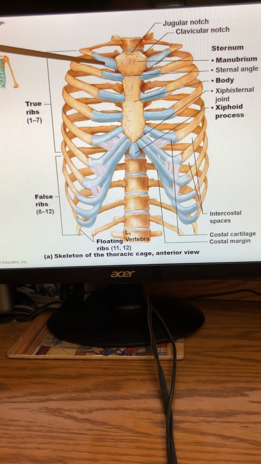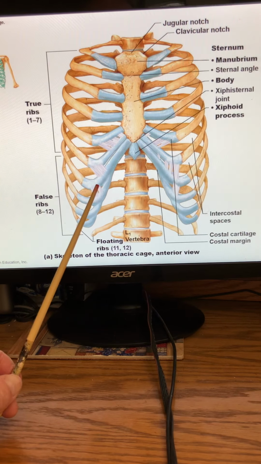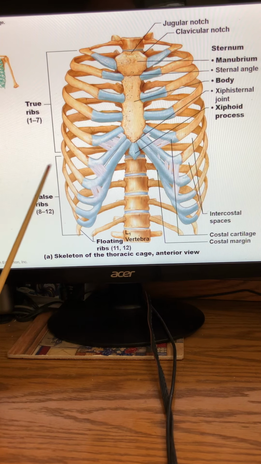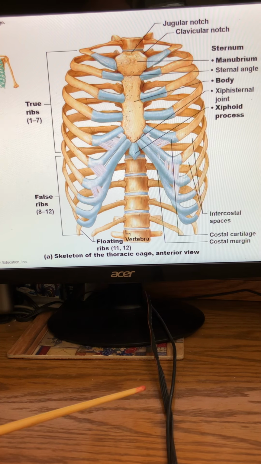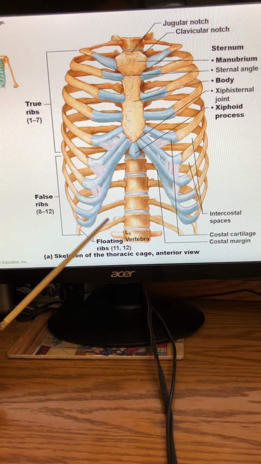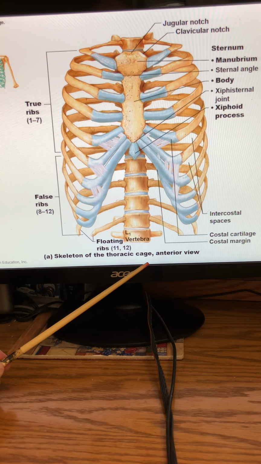So if we count them, 1, 2, 3, 4, 5, 6, 7, and you follow this cartilage up, it goes to the very bottom of the sternum, at the body of the sternum, just before the xiphisternal joint. So they are considered true ribs because they make an actual attachment to the sternum. The false ribs are the ones that don't. And so most of you probably know about rib 12 and rib 11. They have no anterior attachment and they're referred to as floating ribs.